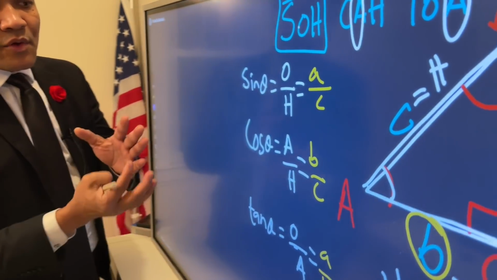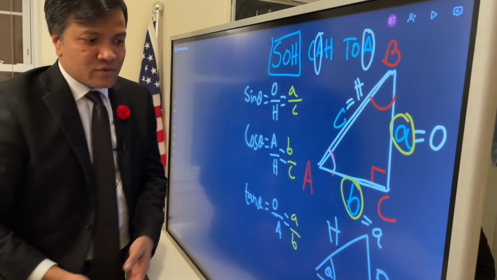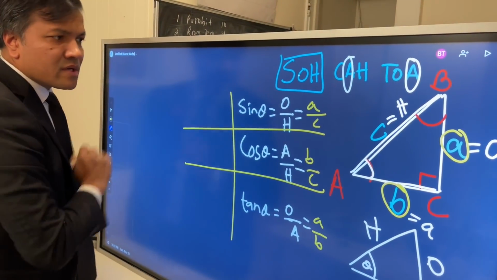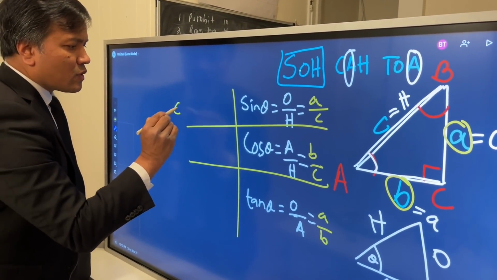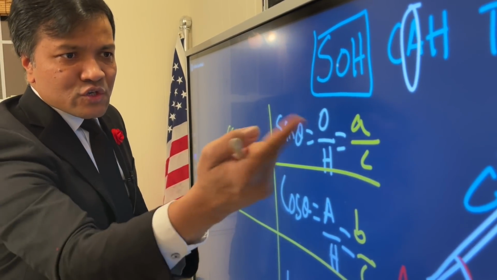Now you probably say there are only 3. Where are the other 3? So let's write the other 3. Okay, so now, cosecant. Cosecant is the reciprocal of sine, so C over A.